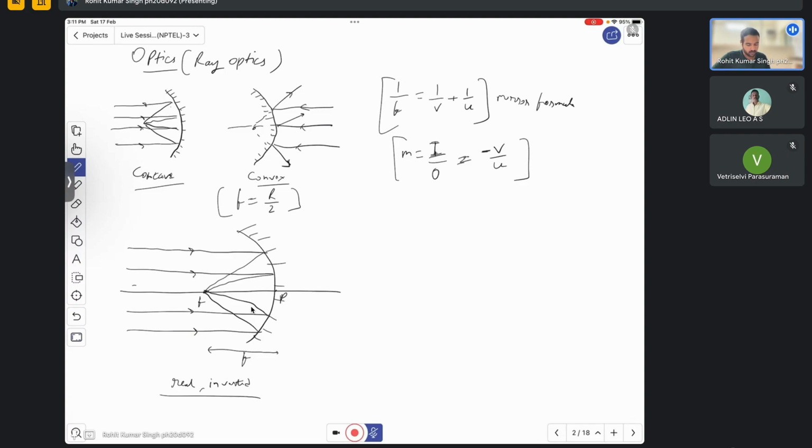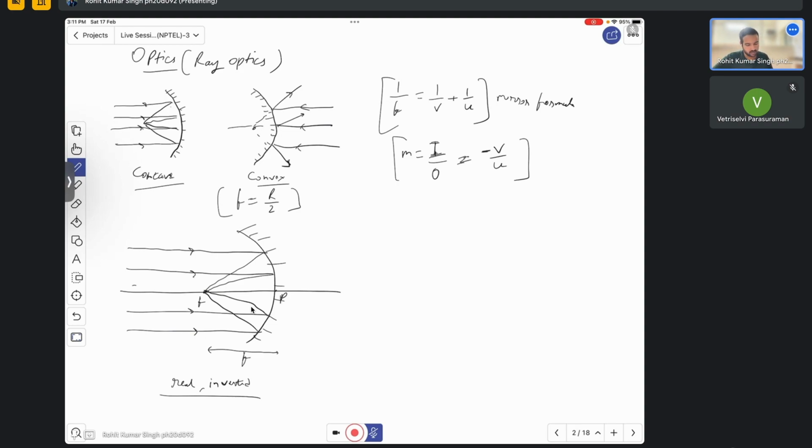Because the image is always formed on the same side as the object, it is always real and it will be inverted.